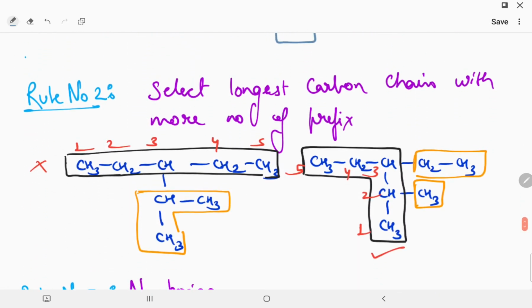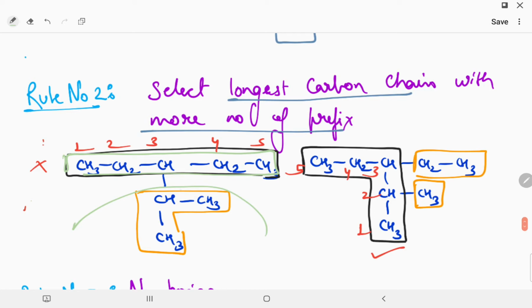Now rule number 2 of naming is to select the longest chain with more number of prefixes. In example number 1, it is the same example, but now we are giving you two different types. One has a 5-carbon chain, this black one, and one substituent, the orange one, which is called one substituent.